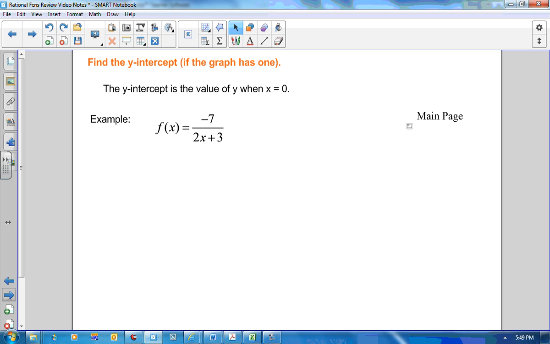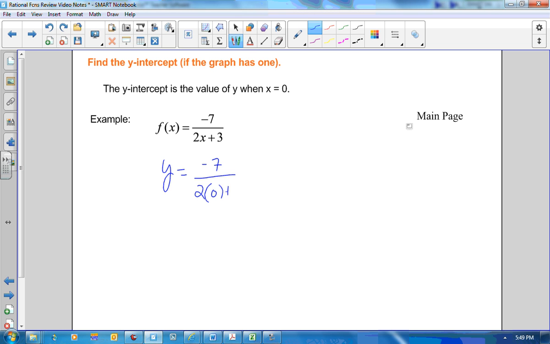The y-intercept. How do I find the y-intercept? Well, the y-intercept hasn't changed from what it's been since you started studying it in Algebra 1. The y-intercept is the value of y when x equals 0. So we have y equals negative 7 divided by 2 times 0, plus 3. I get y equals negative 7/3. So it's approximately negative 2 1/3.